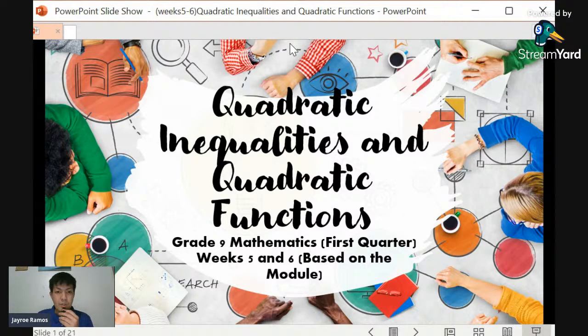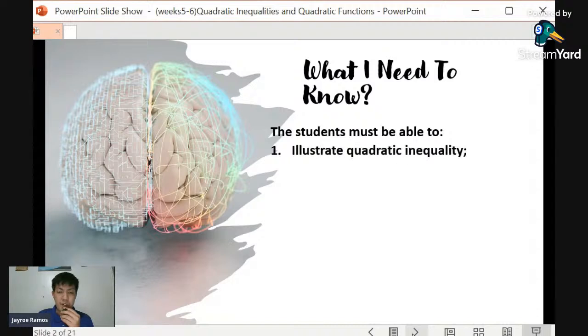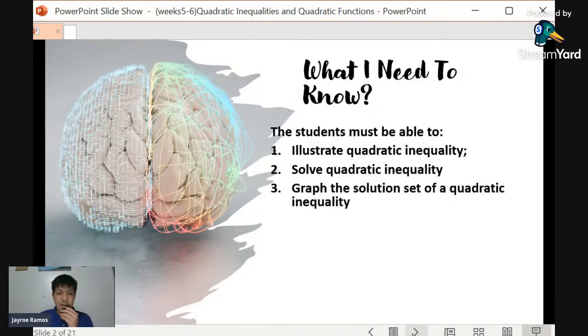Okay, good. So for today, we're going to talk about quadratic inequalities and quadratic functions. So let's see the objectives. What I need to know. The first one is illustrate quadratic inequality, so that alam nyo kung ano yung itsura ng quadratic inequality. Next is to solve quadratic inequality. And then after solving, we have to graph the solution set of a quadratic inequality.